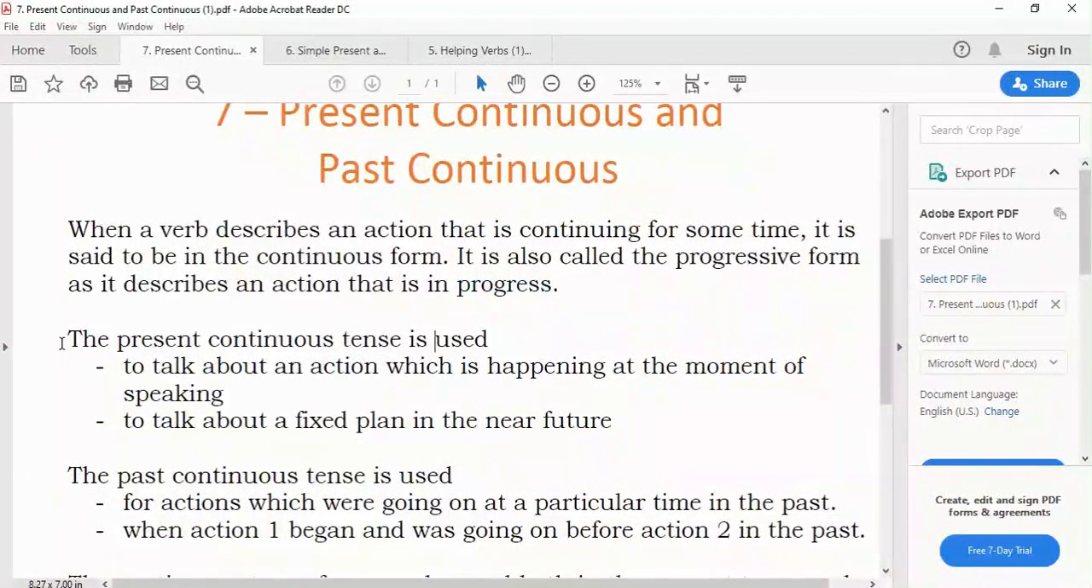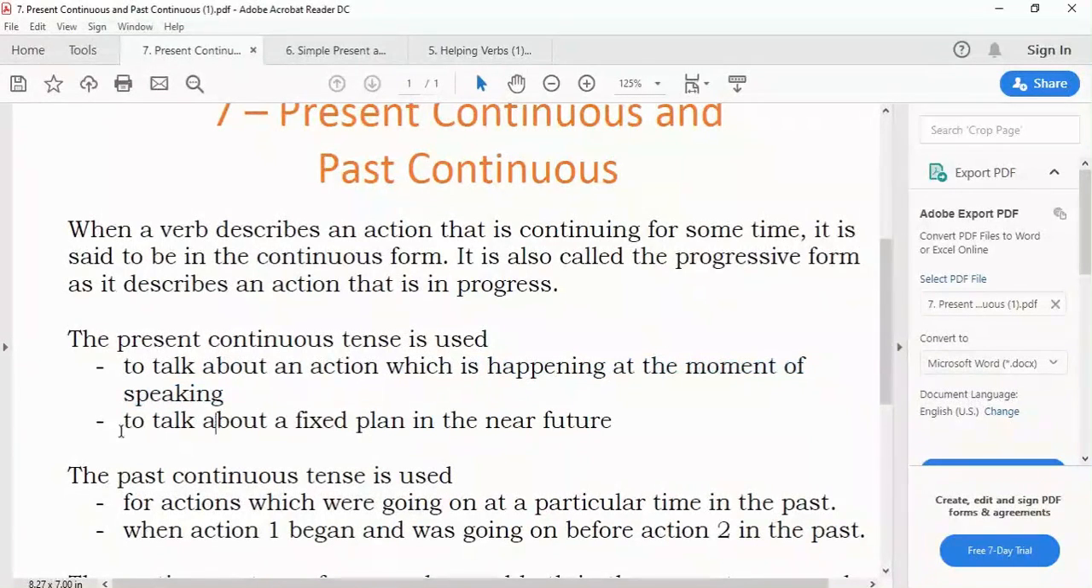After that, the present continuous tense is used for two things: to talk about an action which is happening at the moment of speaking. What does this mean? Let me tell you very clearly. To talk about an action जो बोलने के समय पर हो रहा है. I am speaking to you right now. So this is called present continuous tense. Am speaking. I can't say that I was speaking to you because it is happening at the moment of speaking. I am speaking right now and I am explaining to you.